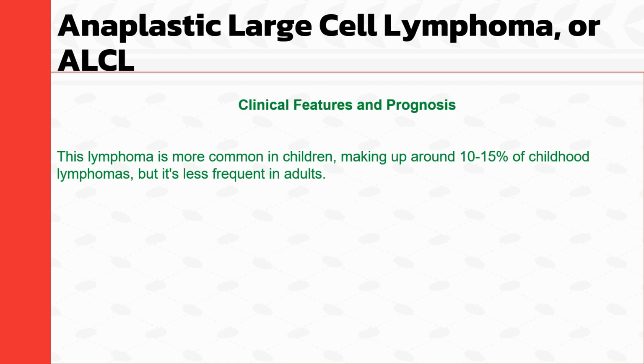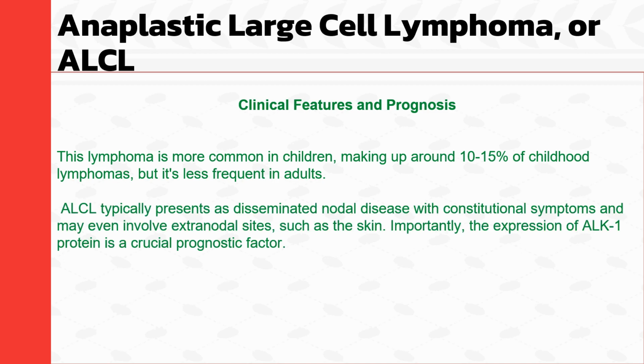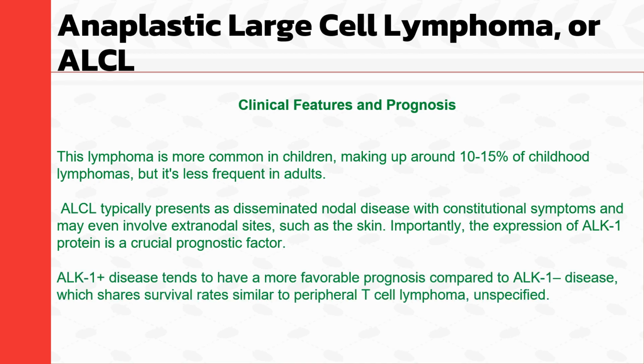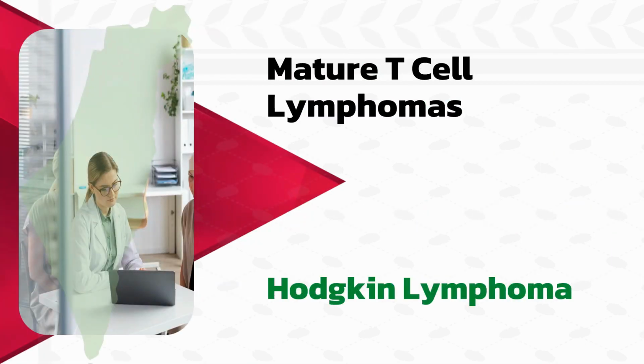This lymphoma is more common in children, making up around 10 to 15% of childhood lymphomas, but it's less frequent in adults. ALCL typically presents as disseminated nodal disease with constitutional symptoms and may even involve extranodal sites, such as the skin. Importantly, the expression of ALK1 protein is a crucial prognostic factor. ALK1+ disease tends to have a more favorable prognosis compared to ALK1- disease, which shares survival rates similar to peripheral T-cell lymphoma, unspecified.